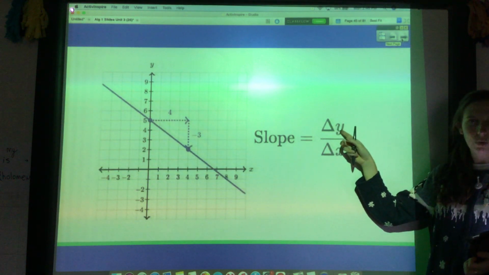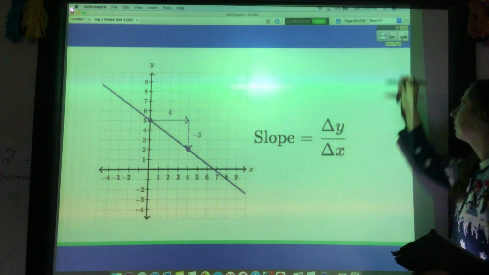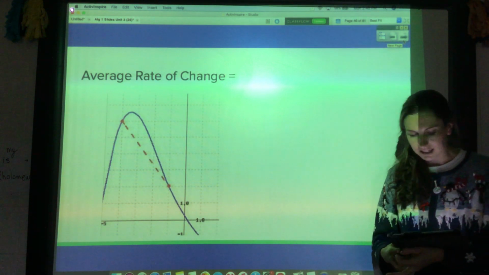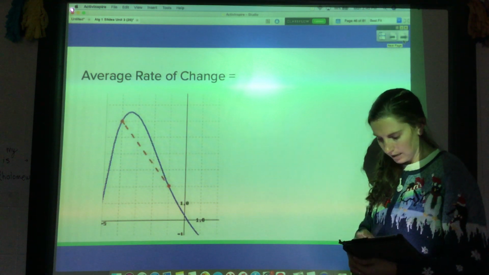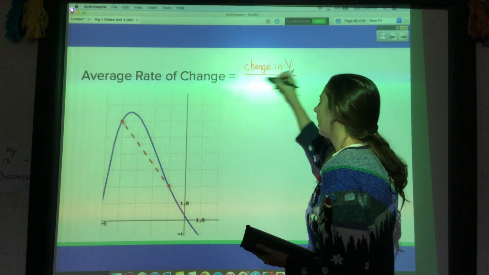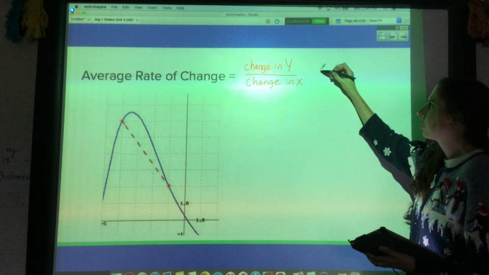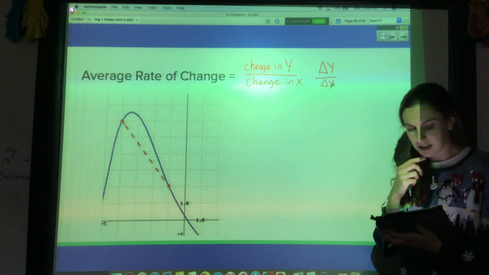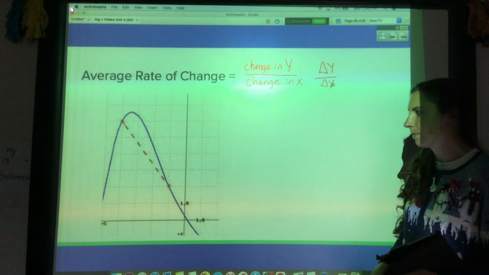It's the change in whatever your y value is, divided by the change in whatever your x value is. Again, we call it average rate of change because it's the average over a given interval. So let me see here. Again, it's just the change in y divided by the change in x. We might also write this as delta y over delta x. Same thing. It's how much you rise over how much you run over whatever interval you're given.